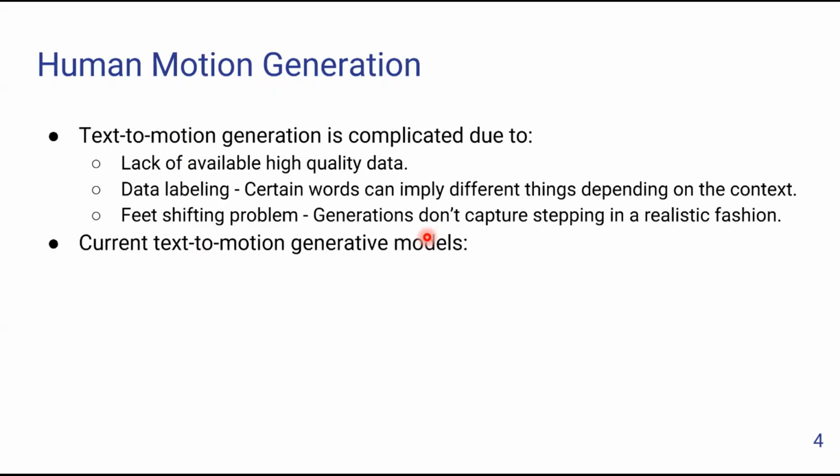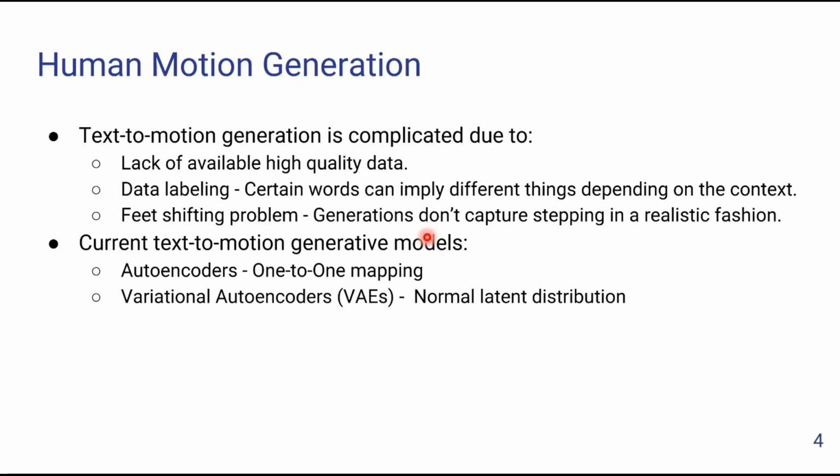The majority of text-to-motion models are either autoencoders or variational autoencoders. And while they are able to learn a shared latent space between natural language and motion, they do so either through a one-to-one mapping or from a normal latent distribution. And both of these approaches are actually inefficient for solving this data labeling issue.